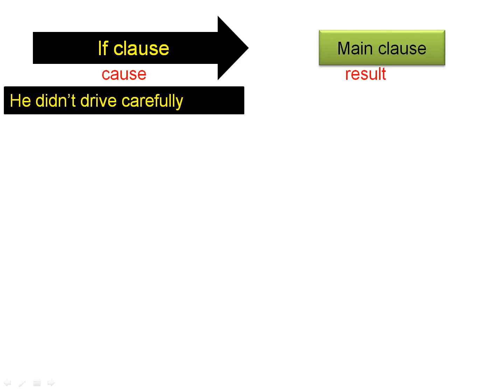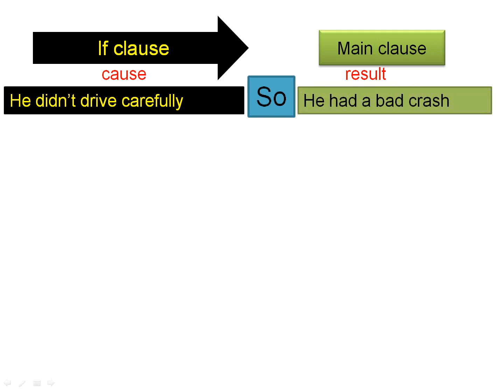Now let me give you an example. He didn't drive carefully. So this is a cause. What is the result? We are going to see the result. He had a bad crash. Again, the cause and the result of that cause. All of this happened in the past and finished.